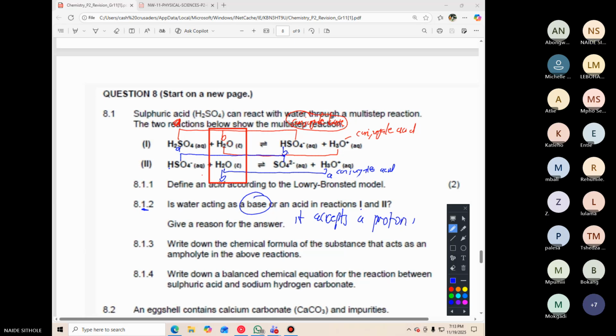In reaction 1, it accepts a proton, becomes hydronium ion. In reaction 2, it accepts a proton again, becomes hydronium ion. In this relationship, it was the receiver. In this relationship again, it is the receiver.